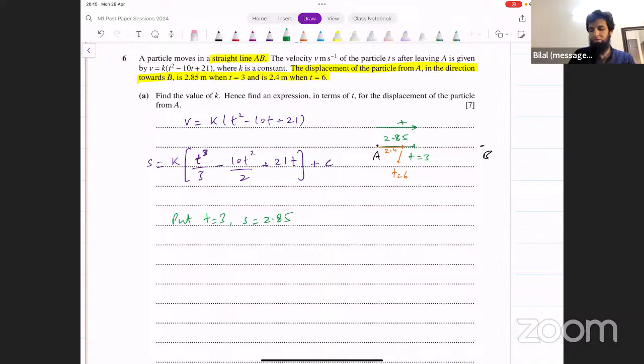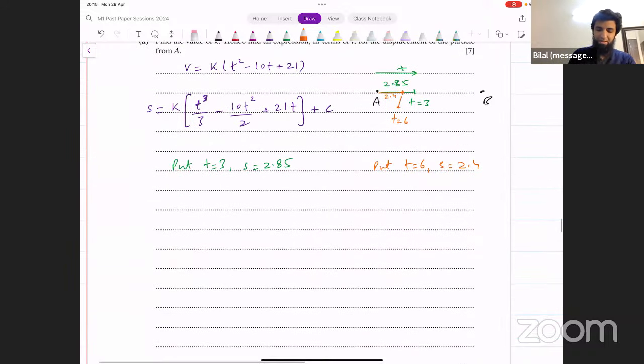And then also, we are given that when time equals 6, the displacement is 2.4. That's another point that you can input there. When you input both of these points, you'll get two equations, one in terms of C and K. You can solve them simultaneously to find the values of C and K. Let's try this.